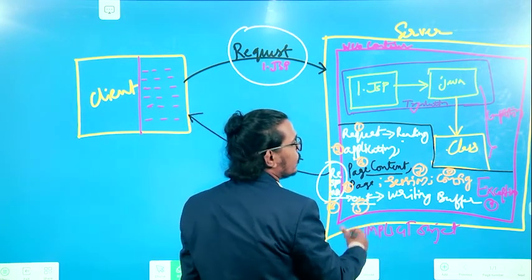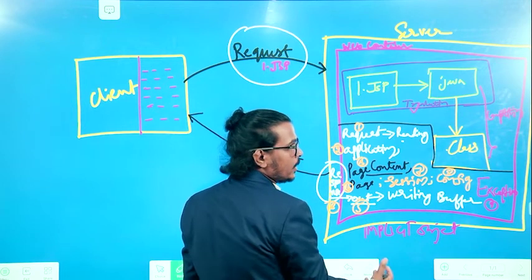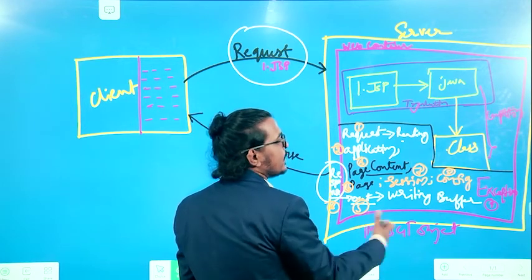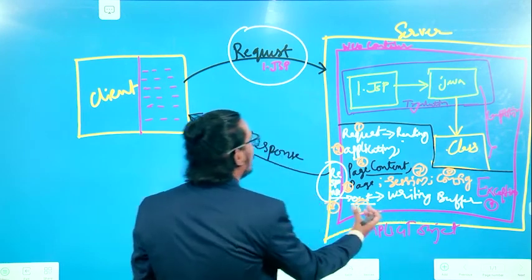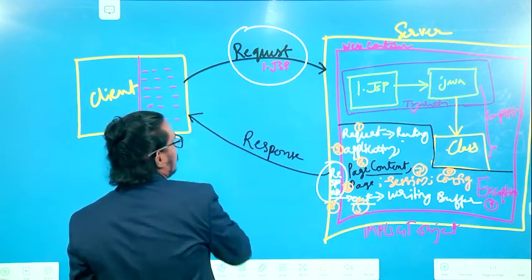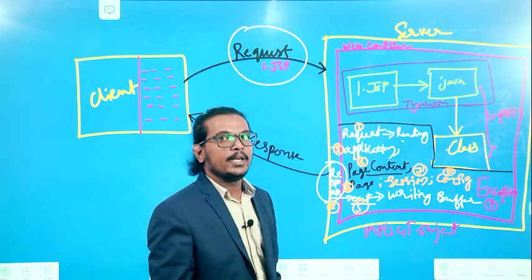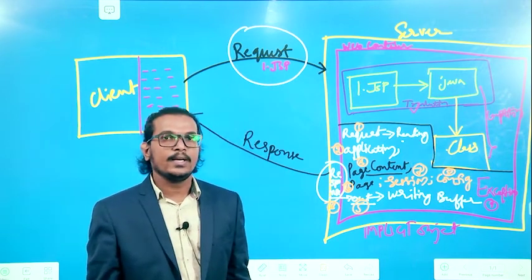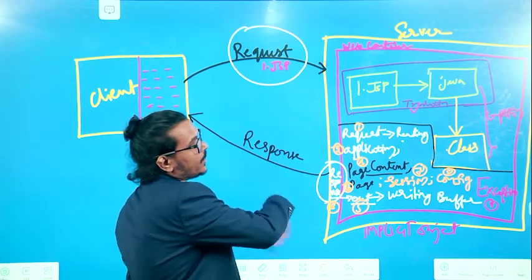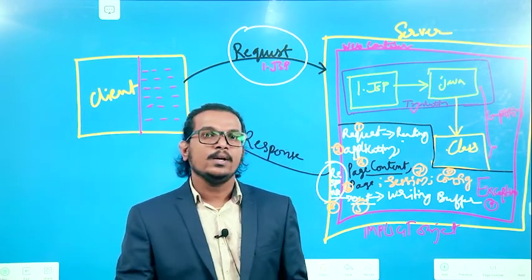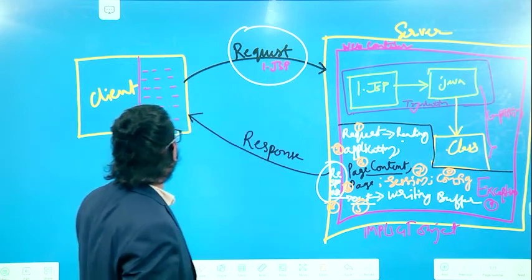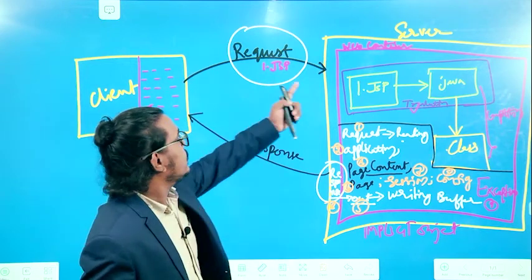We are executing the code, or that particular request. Once the execution is done, whatever information we get, we create in the form of the response, and we forward that reply back to the requested client. Clear? So that is the entire scenario about your JSP pages. Clear? So client and server are there.